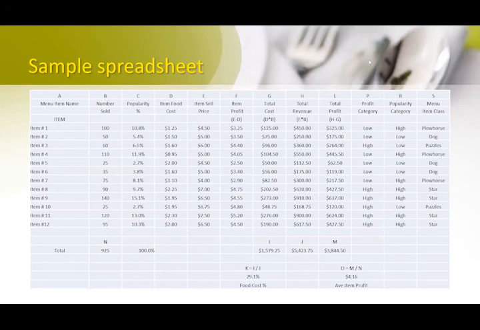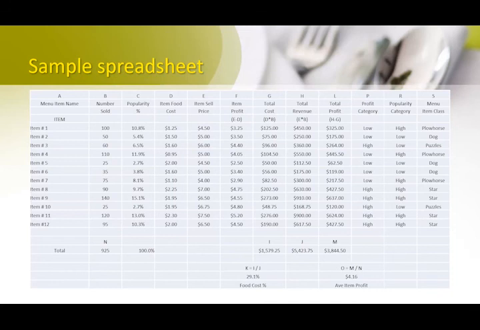This is a sample spreadsheet. A sample spreadsheet for menu engineering. In this spreadsheet, we can see the name of the menu item, number of products sold, popularity, item food cost, item selling price, which contributes towards the item profit, total food cost, and total revenue.